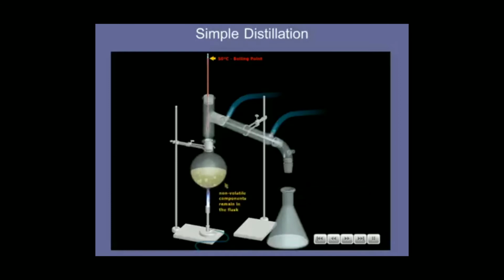A liquid can be easily separated from non-volatile contaminants by using a simple distillation apparatus such as this one. Since the non-volatile components in the distillation flask will not evaporate, the vapors and the resulting condensate will be pure.